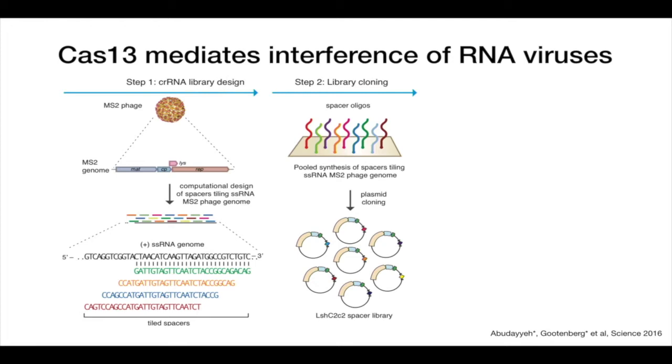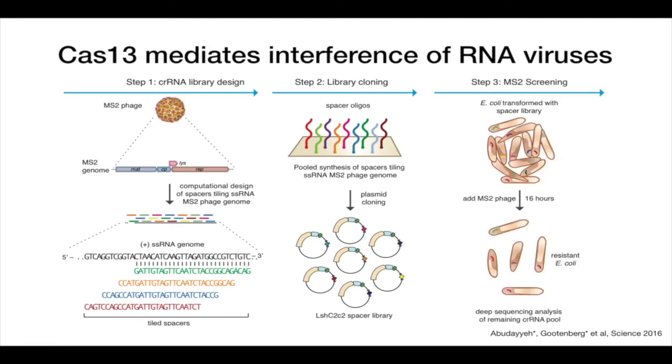We clone these spacers into plasmids. Each one of these plasmids carries the full Cas13 system along with one of these spacer sequences. So then we can transform this library of plasmids into E. coli, and then we now have a library of cells. What's unique about different cells is that each one carries a different spacer targeting a different spot on the virus.